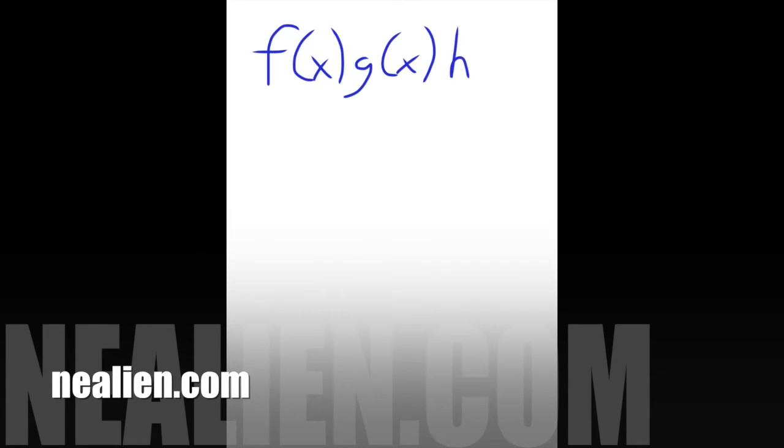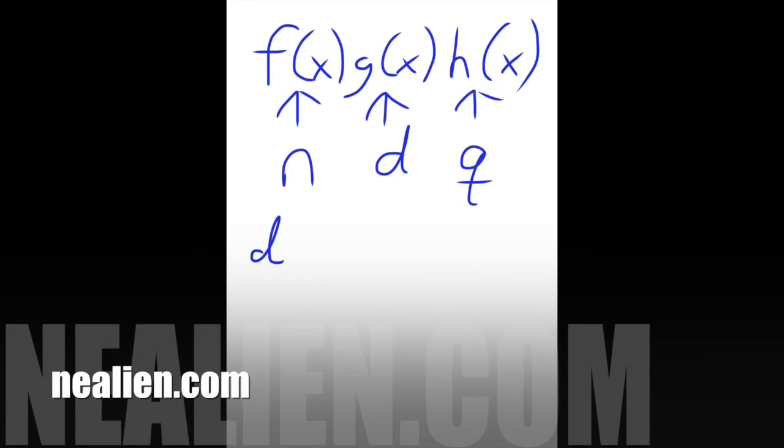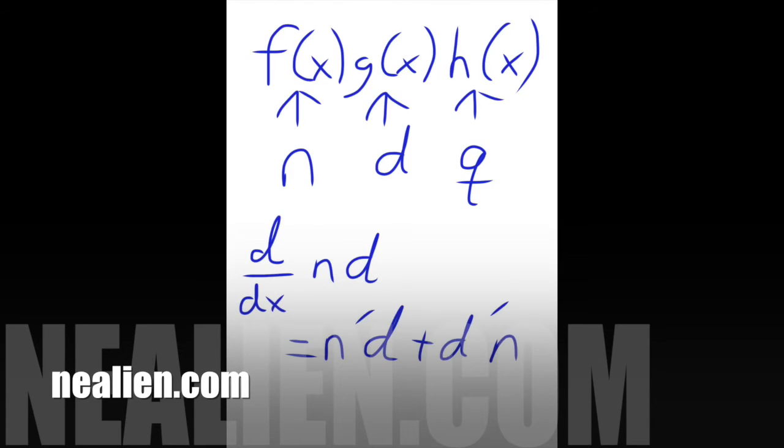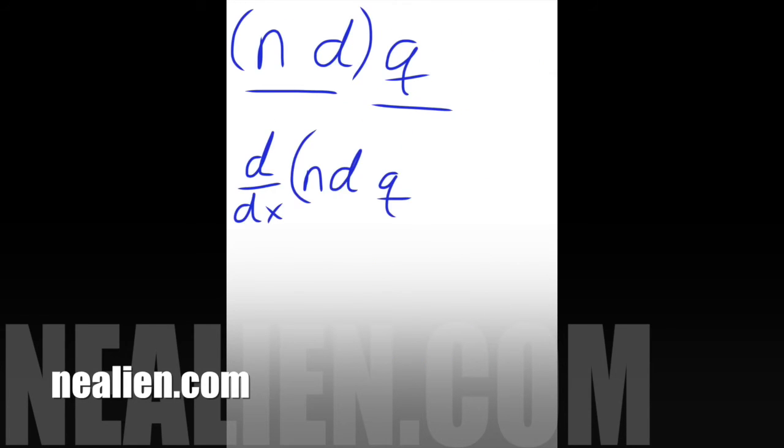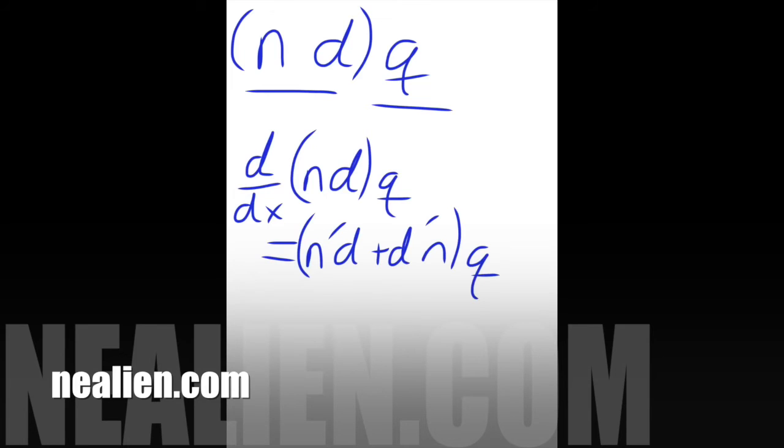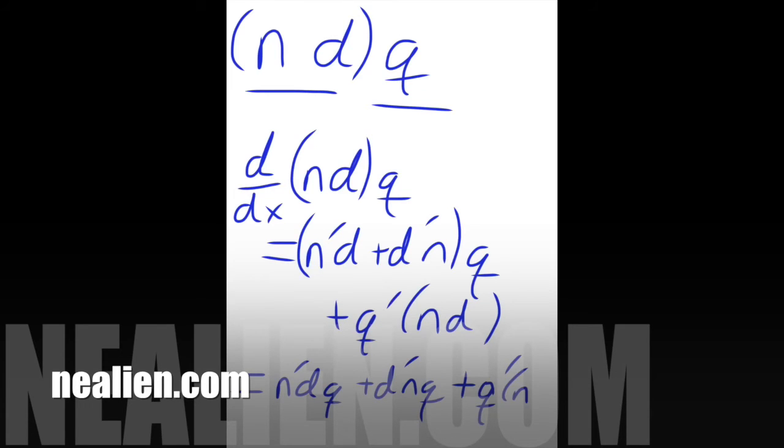So let's say we have 3 functions: f of x, g of x, and h of x. I'm going to call those n, d, and q to keep consistent with the notation I prefer. We're essentially going to think of the first 2 functions as one piece, and then apply the product rule as we know it for 2 functions to that first piece.